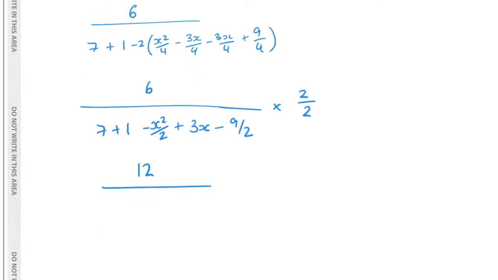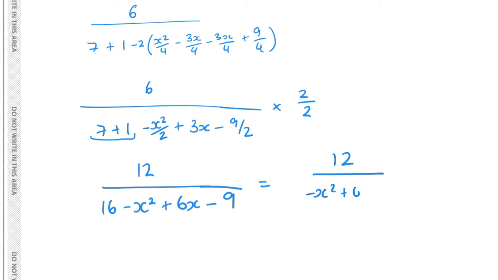So 12 over... Oh, what is 7 plus 1? 8. What's 8 times 2? 16. Minus x squared, because that's that times 2, plus 6x minus 9. Okay, so I've multiplied every term by 2. This is going to give me 12 over 16 minus 9 is in fact 7. So minus x squared plus 6x minus 7.